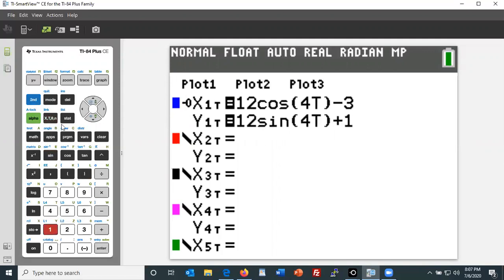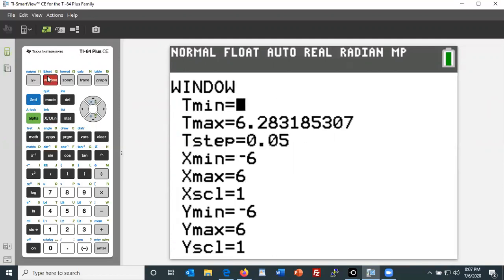I'm going to need to change my window here. Remember, the t min and t max is 0 to 2 pi, which makes sense for full circles. T steps need to be small. 0.05 is probably good. I'm going to make my x min and max negative 20 to 20, and the same thing for the y min and max, negative 20 to 20. This way it fits the circle. Remember, it has a radius of 12, so it's going to go 12 up and 12 down from the center.